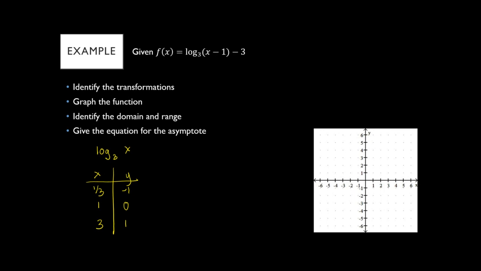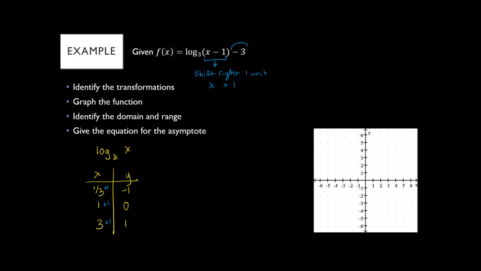So we have a transformation occurring to x because we have this x minus 1. So we do the opposite. So we're adding 1. So that means we're shifting it to the right. Shift right 1 unit, which means we're taking our x values and we're adding 1 to them. So I'm going to just kind of mark that in on my table here.